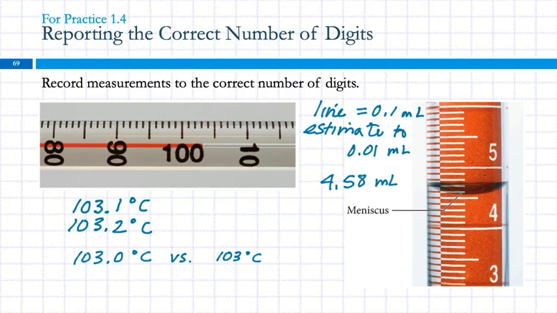Okay? And I will get on you in lab about this because it is important. Exactly what that last digit is, exactly what you record there isn't so significant, but just the fact that you record the digit, that's what's important. Any questions?